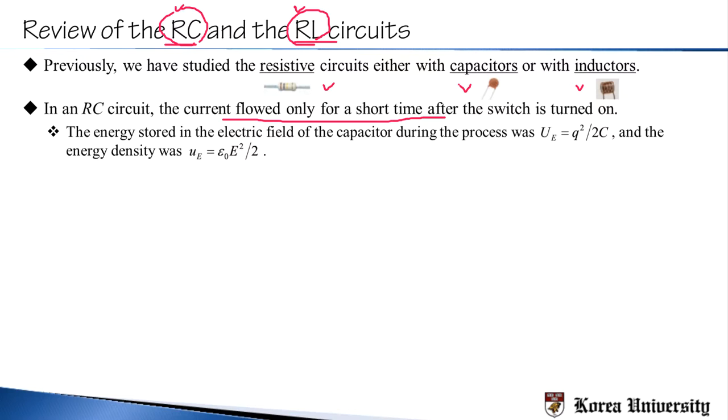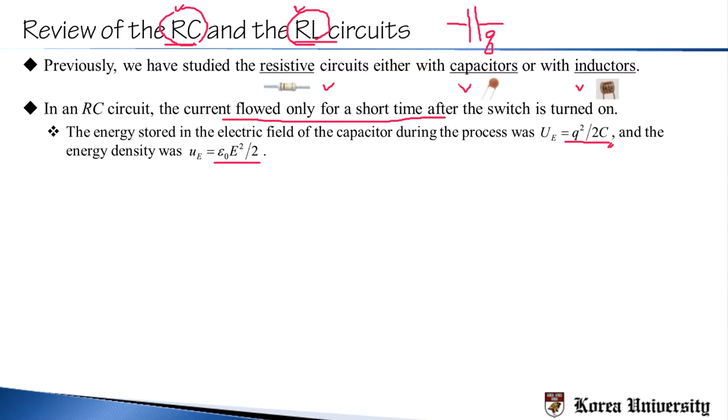Why was that? Because this capacitor has a gap through which the charges cannot flow. So therefore the current flowed only during the short period of time during which this capacitor was charged or discharged. Okay, and when it was charged up to an amount of charge Q, the energy stored in this capacitor was written this way, and then if you divide this energy by the volume of the capacitor, the energy density was proportional to the square of the electric field, right? That's why we say this capacitor stores energy in the form of electric field.